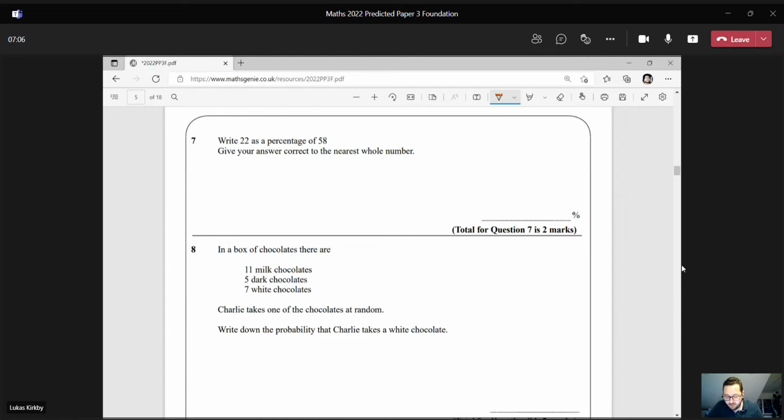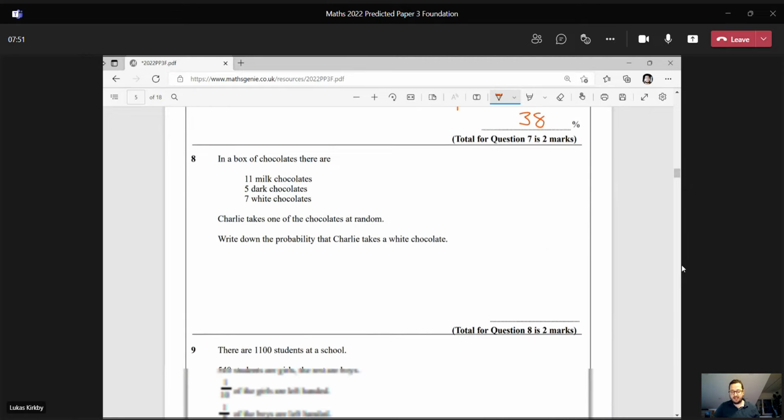Okay, so number 7, write 22 as a percentage of 58 and give your answer correct to the nearest whole number. Well, the way to do this is to write it as a fraction. So 22, we want that out of 58. That's going to give you a decimal. So to get a percentage, we just want to times that by 100. So let's just do that on our calculator. So 22 out of 58 times 100. So I'll write down a few of the numbers. So it's 37.93103 and so on. But we want it to the nearest whole number. So it's going to round up because of that 9 to 38%, like that.